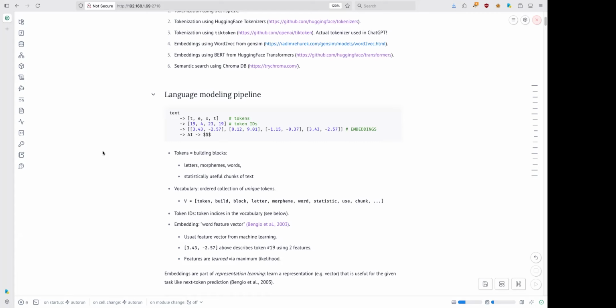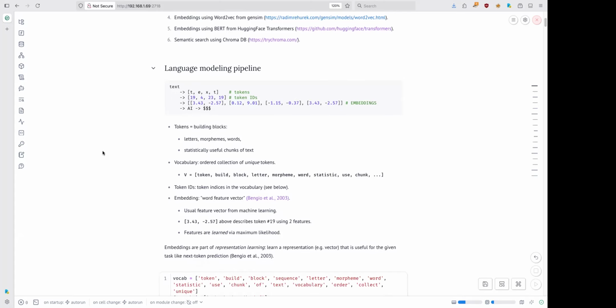Like language for humans is built from letters, morphemes, so words, and so on and so forth. For computers, we can do the same, actually. We can write complicated algorithms that extract letters, morphemes, and the words from our text. But another approach is to define our tokens as statistically useful chunks of text. This will be defined later, or well, actually, it has already been defined in the previous lecture. In particular, here it says useful chunks of text.